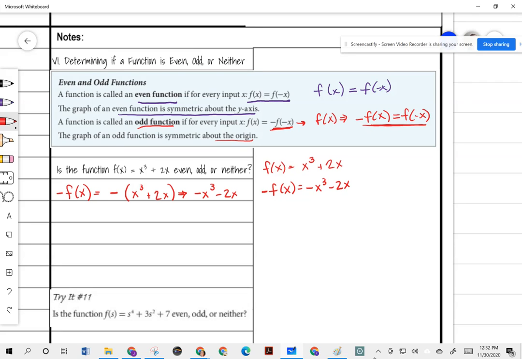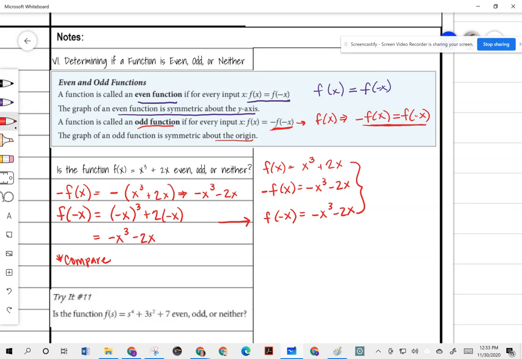And then the next thing we need to do is replace x with negative x in the original function, and then we simplify that. Negative x to the third power is negative x cubed, and then 2 times negative x is negative 2x. So what we end up with here is f of negative x is negative x cubed minus 2x. So now once we have this set of expressions over here, now we compare.